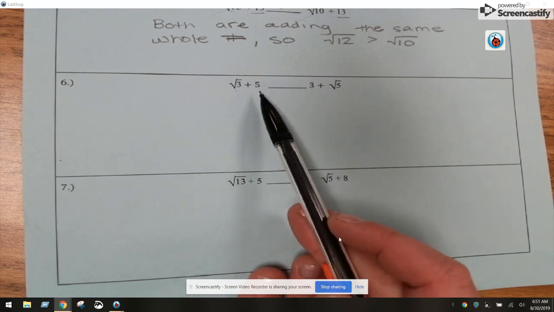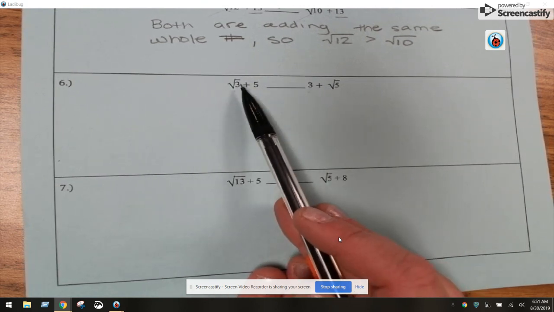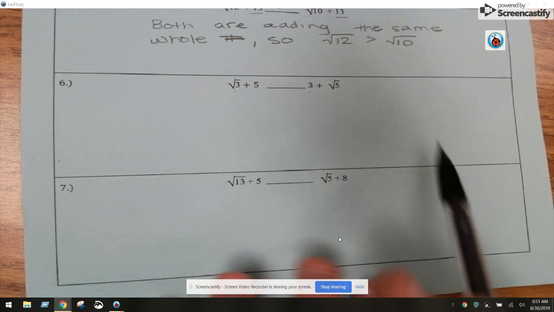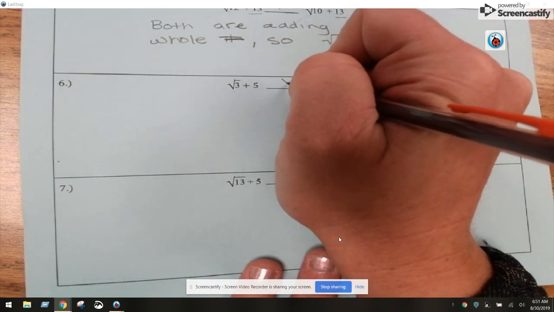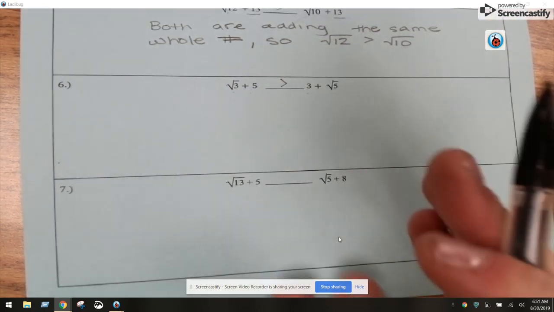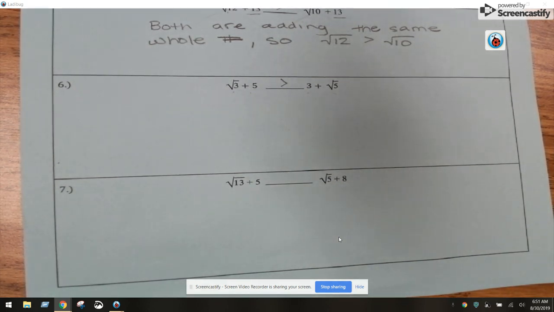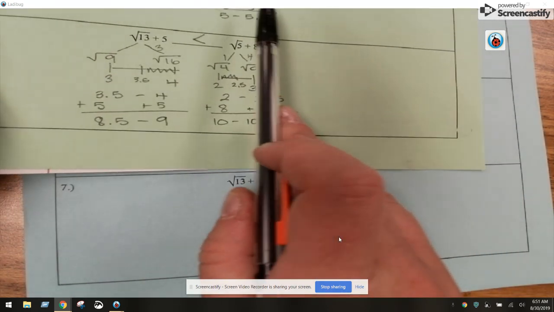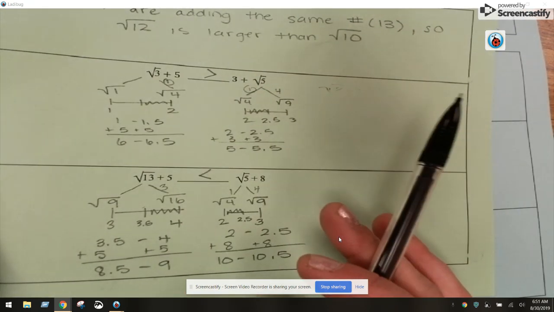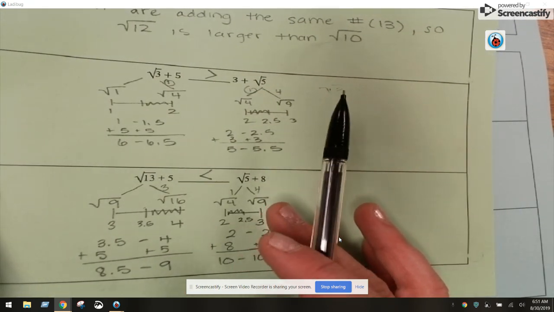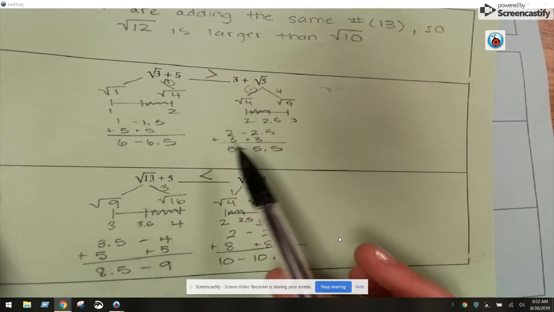So since I can tell that 5 is so much bigger than 3, and these two are so close to one another, I'm going to automatically know that this side is going to be greater. Earlier when I first planned this lesson, I did put it all out like this. But it really wasn't all that helpful. I guess this is a lot of work to do.